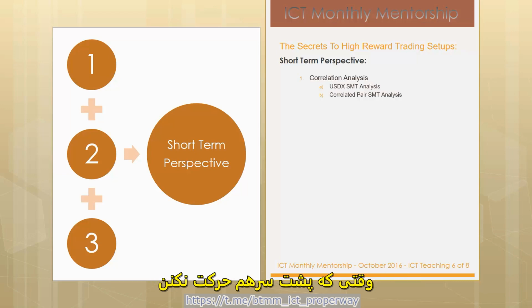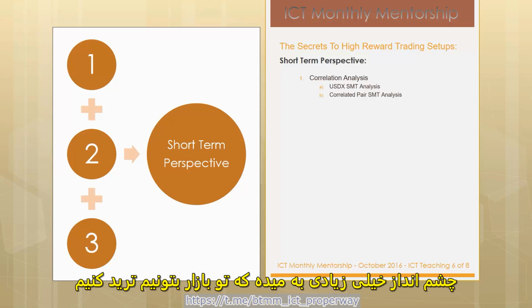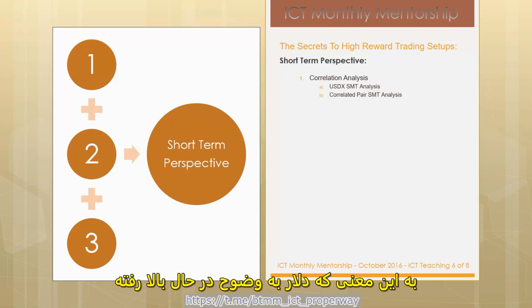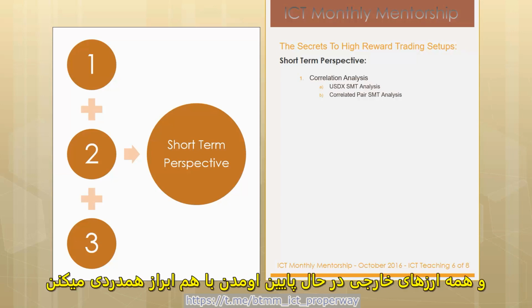When they do not move in tandem, that obviously gives us a lot of insight in terms of how we should be trading the marketplace. If it is not moving in tandem, then obviously that's an indication that we do not have a symmetrical market. So that means we have to be very selective with our trades, because now there is a lack of symmetry in the marketplace. That means the dollar is very clearly moving higher. All foreign currencies are moving lower in sympathy.